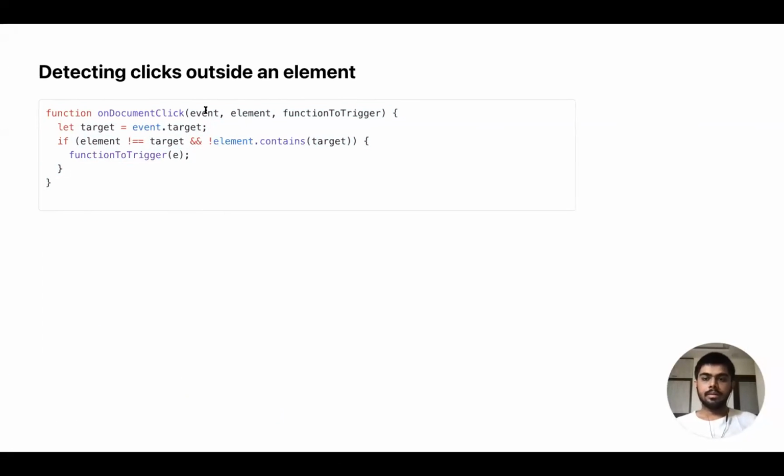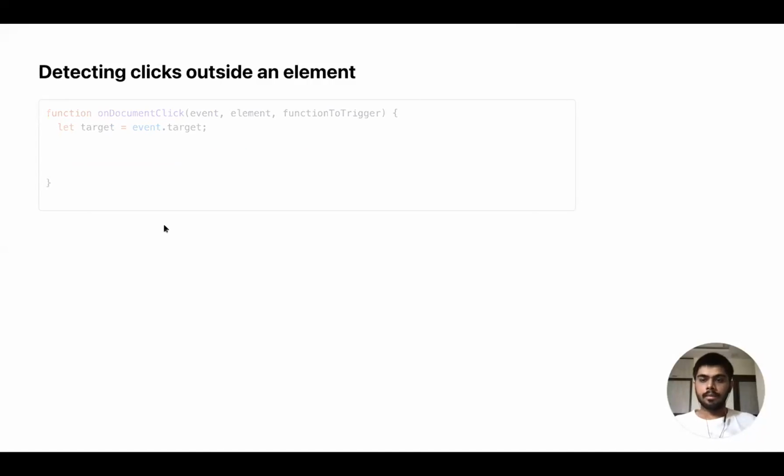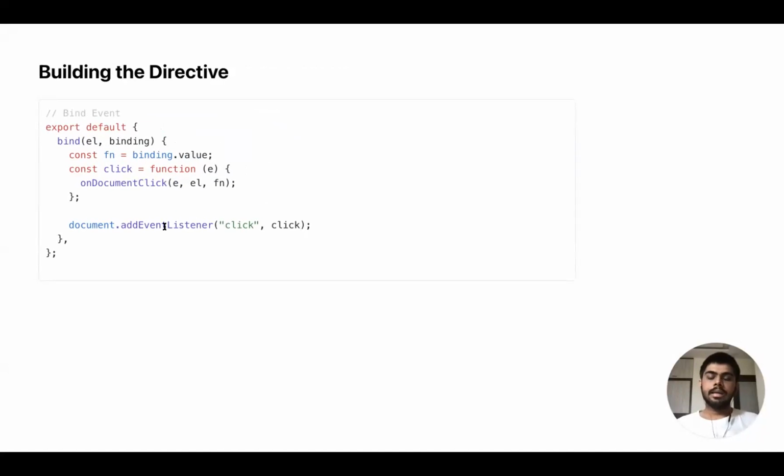It's fairly straightforward. We check the event target. We check if the dropdown and the event target are not the same, or the dropdown does not contain the target. And if it's satisfied, we trigger the function. Fairly straightforward. Now let's assume this onDocumentClick function is working. Now let's build the directive.